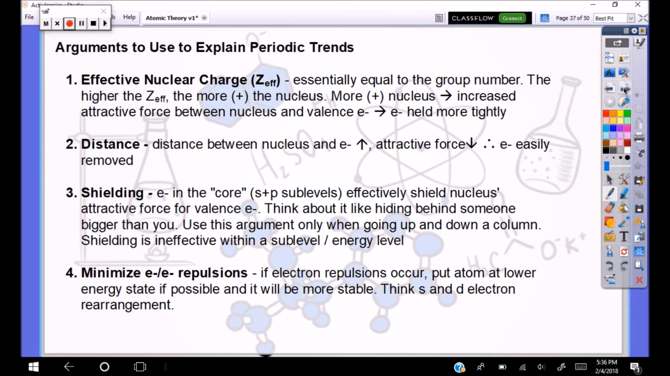Shielding is new. We haven't really talked about that as much, but electrons that are in the core of the atom effectively shield the nucleus's attractive force for the valence electrons. Think about the s and p sublevels when we're looking at the core. Those are usually the ones involved in reactions, right? We look at s and p as your valence electrons for all intents and purposes. Think about it like hiding behind someone that's bigger than you.